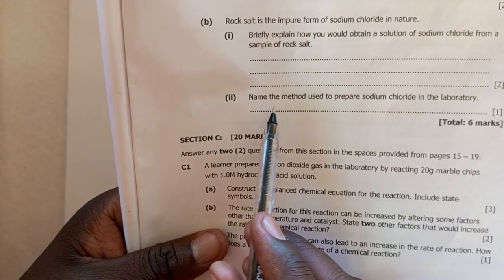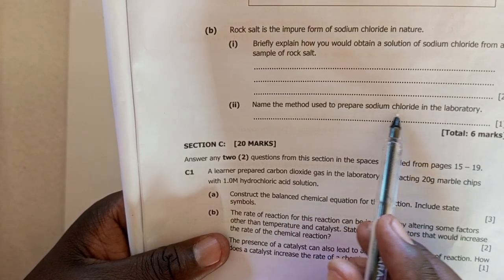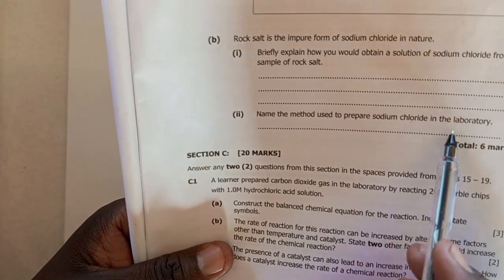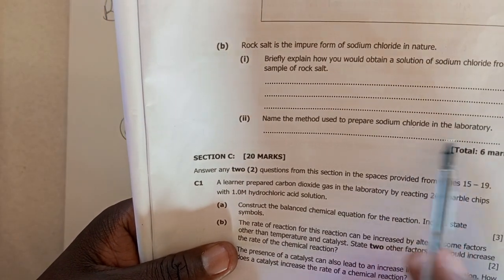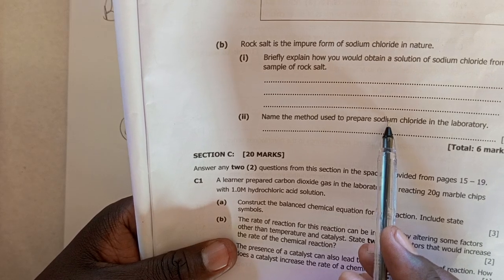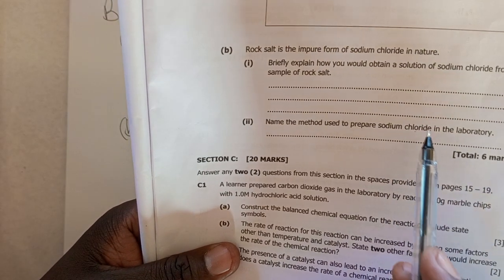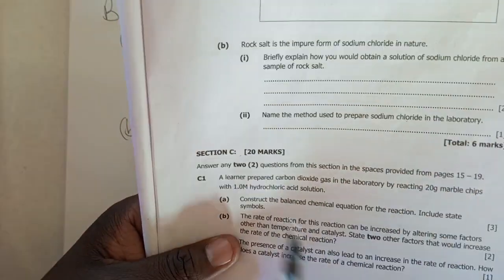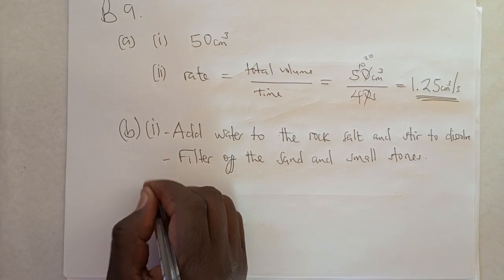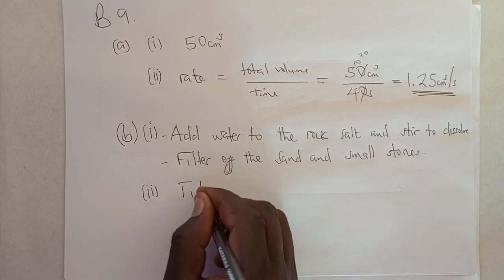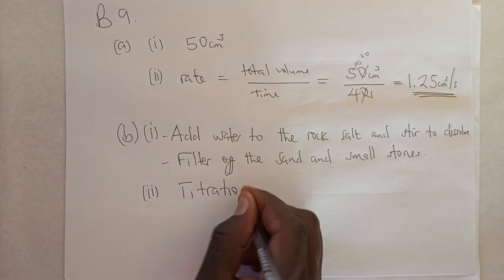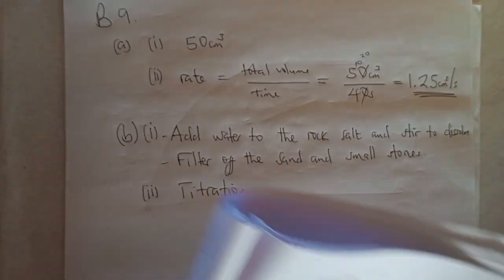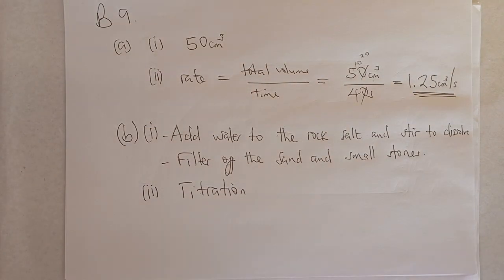We move on to the next question. Name the method used to prepare sodium chloride in the laboratory. In the laboratory, you prepare sodium chloride using aqueous sodium hydroxide and hydrochloric acid through a process called titration. That is the answer. So for question B2, the answer is titration, not evaporation. Because in a lab, we normally use titration to prepare sodium chloride salt, okay?